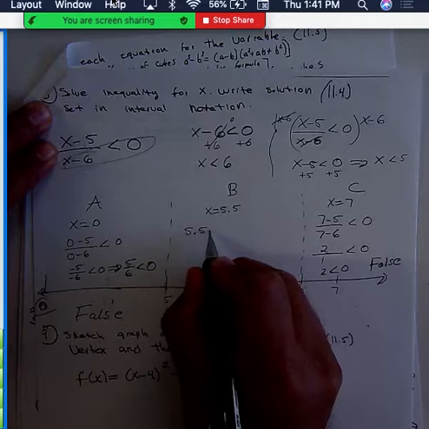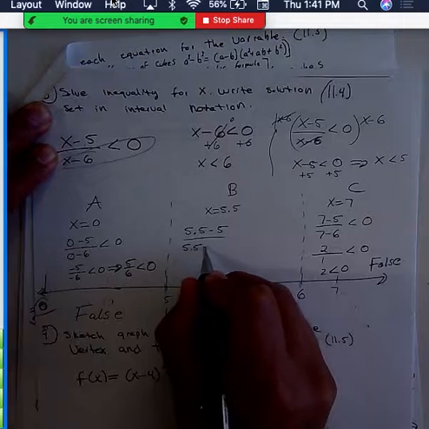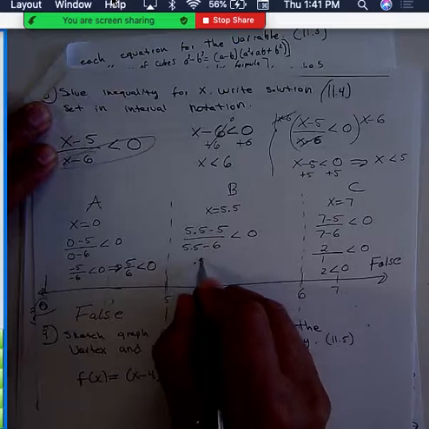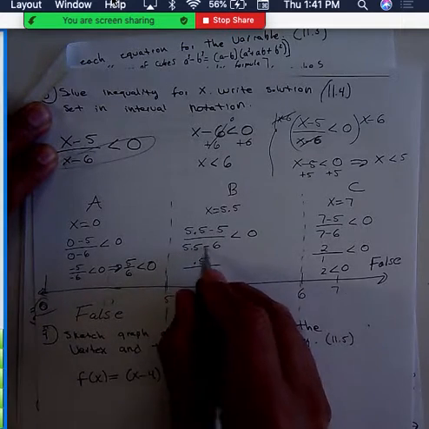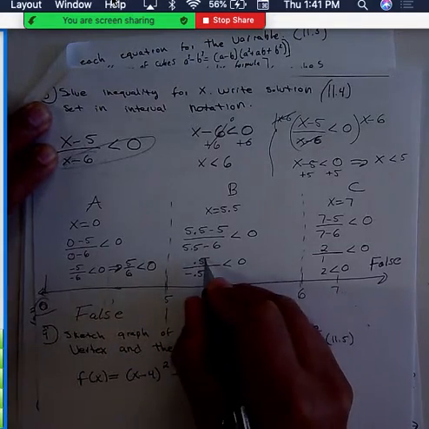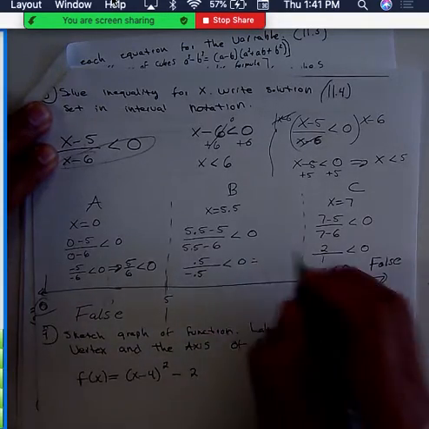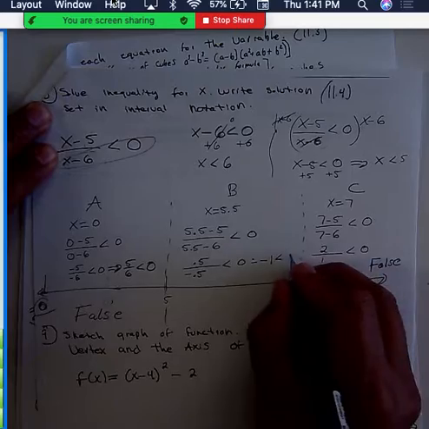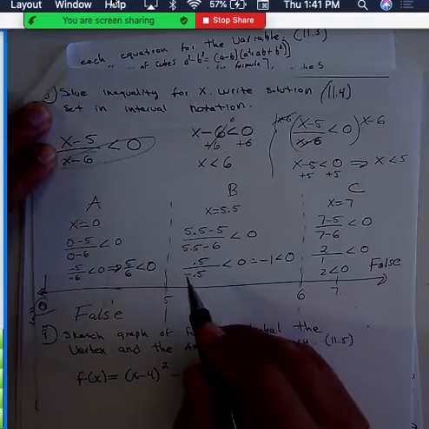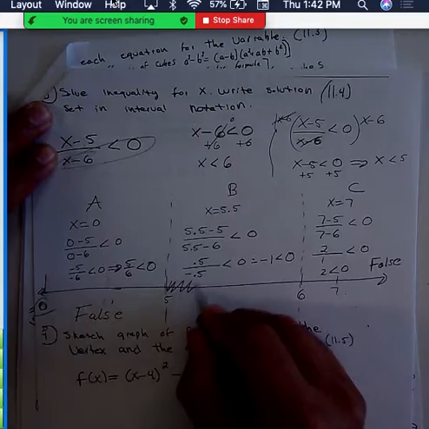5.5 minus 5. 5.5 minus 6. 5.5 minus 5 gives me 0.5 positive. 5.5 minus 6 gives me negative 0.5, right? What's 0.5 divided by 0.5? I don't know that. Negative 1. Oh, yeah. My brain didn't work right there. It's 1. It's the same thing, but with the negatives. So is negative 1 less than 0? Yes. So again, this is the solution.